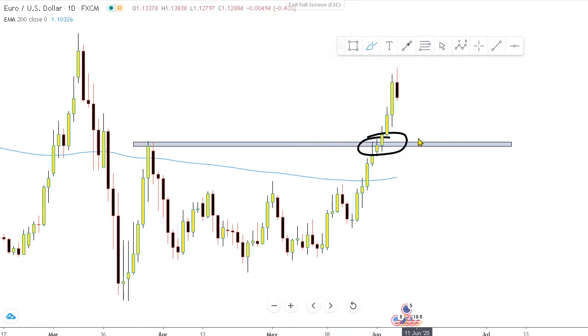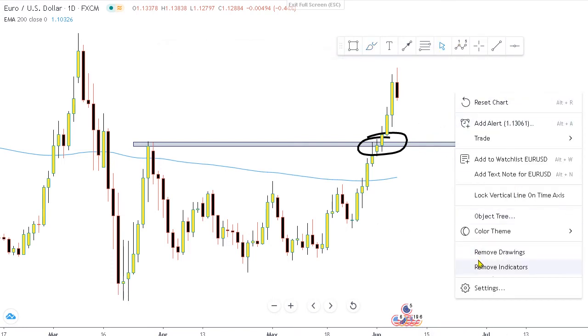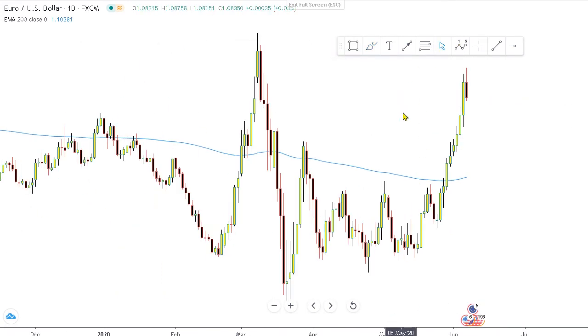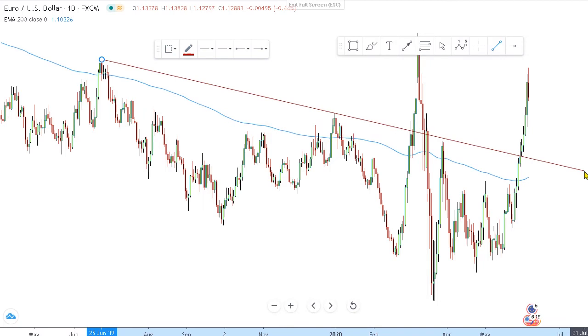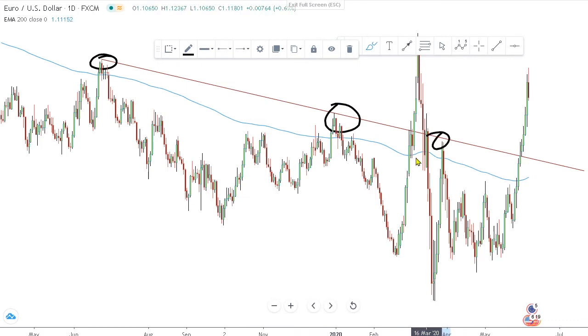One important point I would like to show on this chart is the trend line. Just see this trend. This is a clear trend line. Rejection, rejection, rejection. We can consider this as a fake breakout.